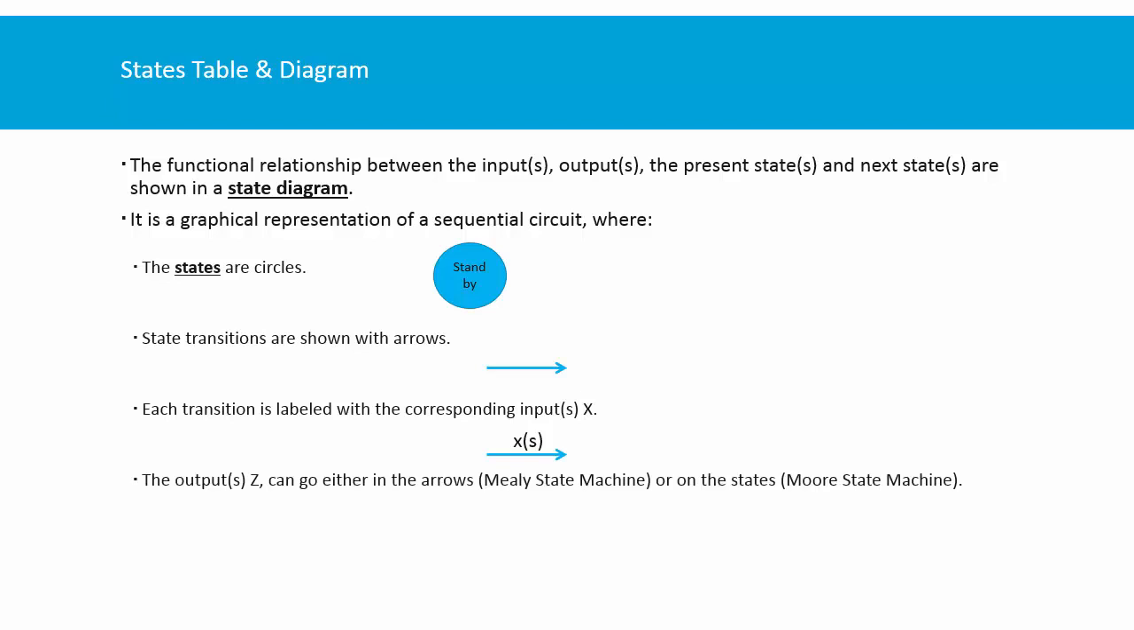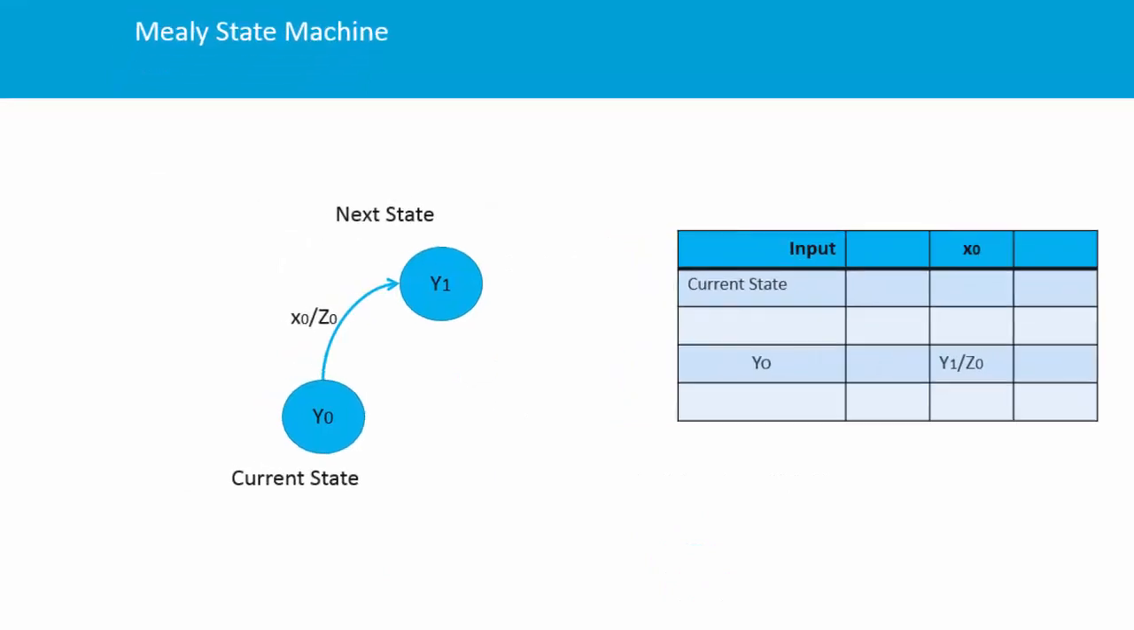The outputs can go either in the arrows, which is a Mealy state machine, or in the states, which is a Moore state machine. So you can have either this, which is a Mealy state machine, where in the arrows you have the zetas, or you can have this, where inside the states you have the zetas. So here's a Mealy state machine.